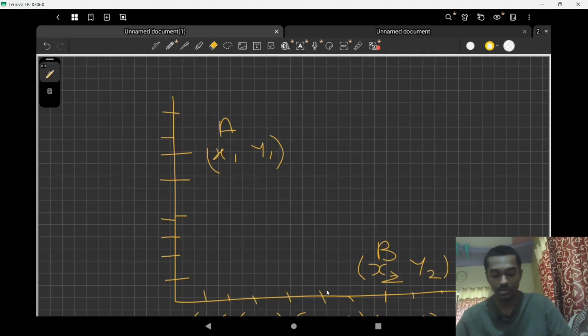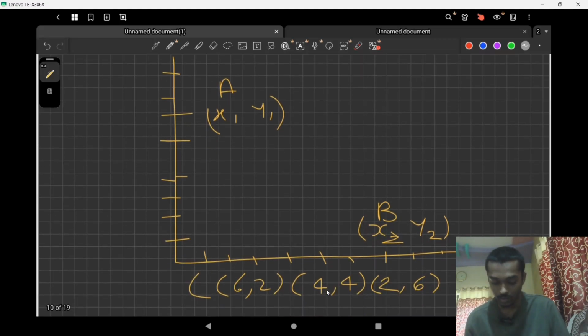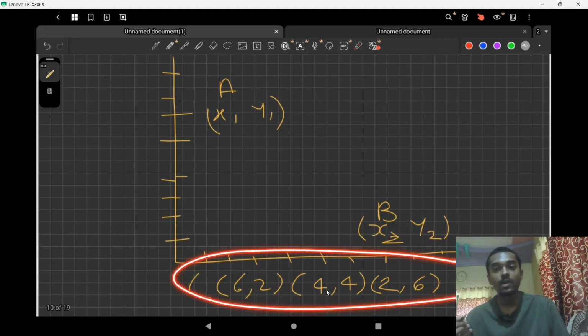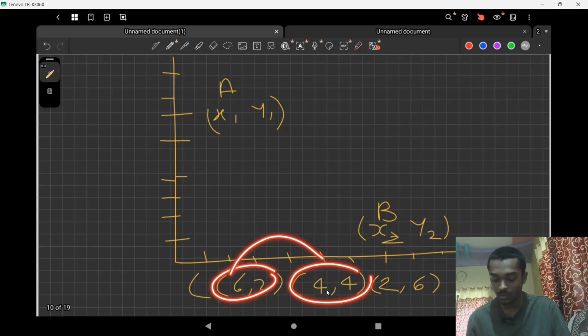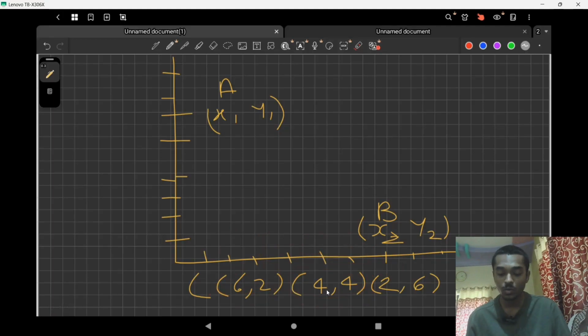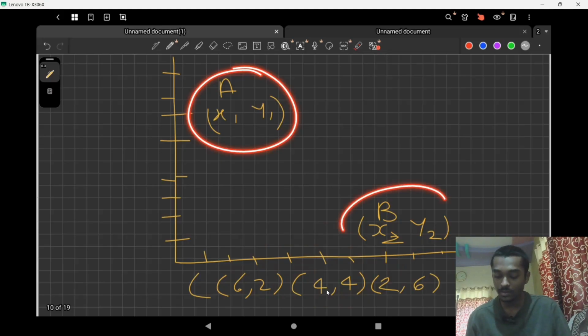So the question was saying that you are given an array of coordinates. Okay, this is like Alice and this is Bob. You can choose first Alice, then Bob, then Alice, and then Bob. Okay, so this is Alice and this is Bob.